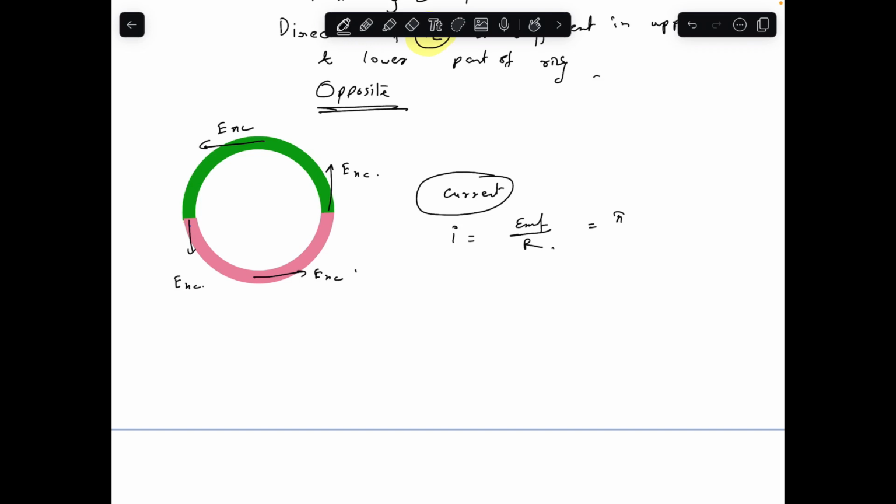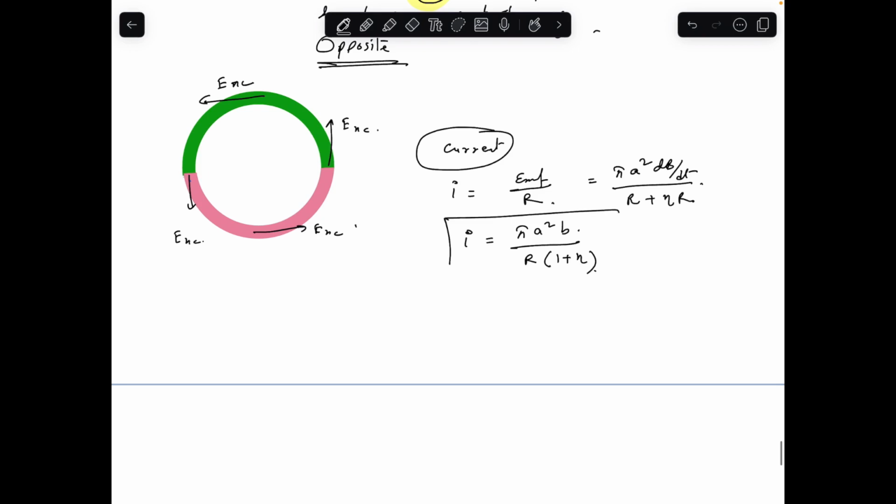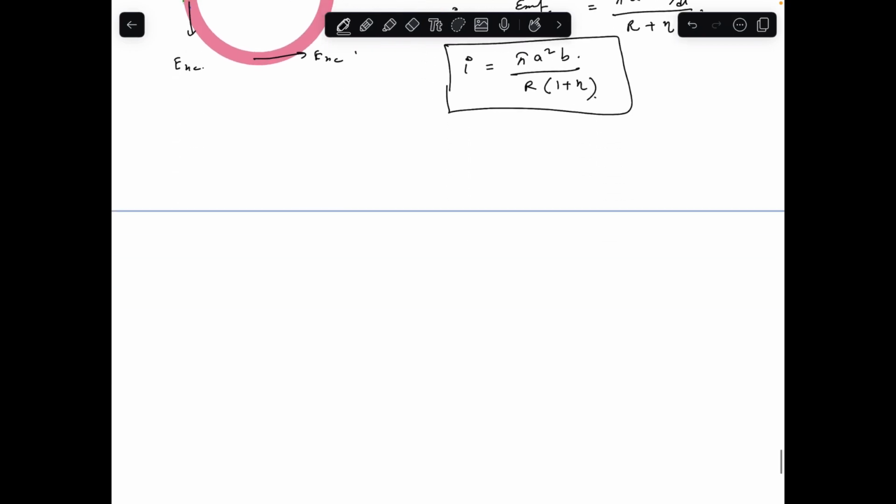What is the induced EMF in this? Pi A square dB by dt. That is d phi by dt, divided by R plus eta times R. Correct? So the current I can write as pi A square B divided by R into (1 plus eta). So this is the current. Remember this, we'll use this equation.